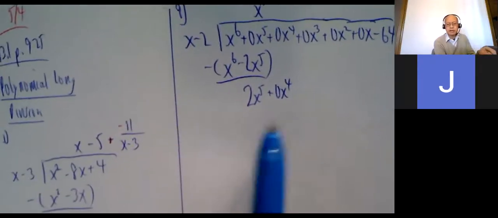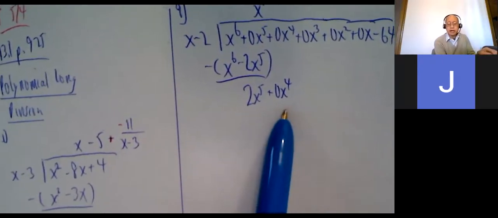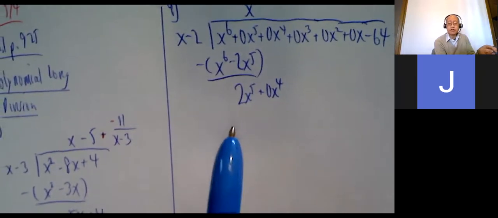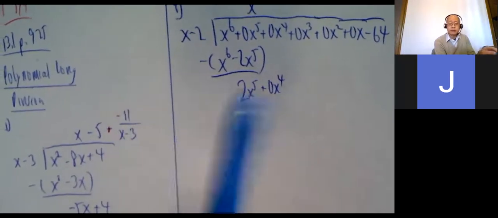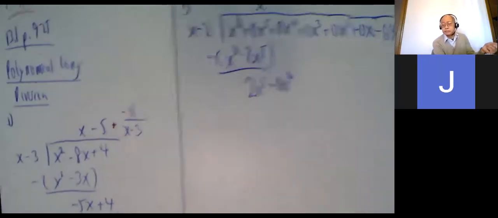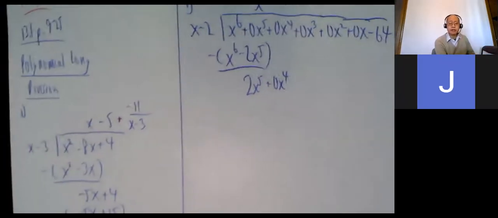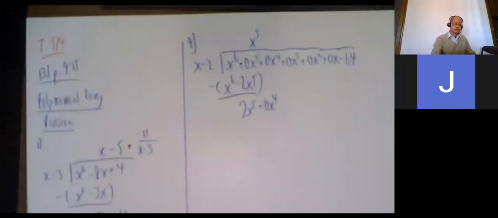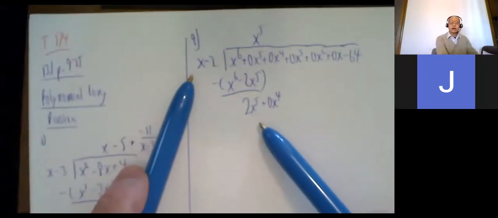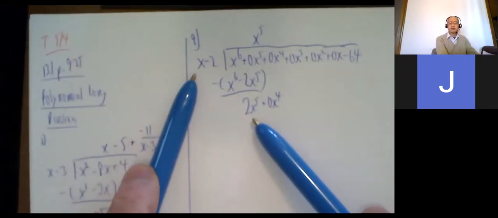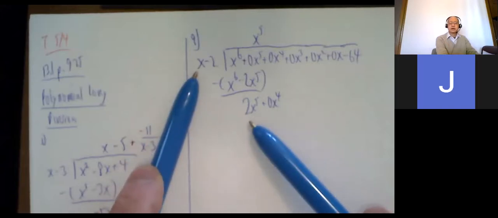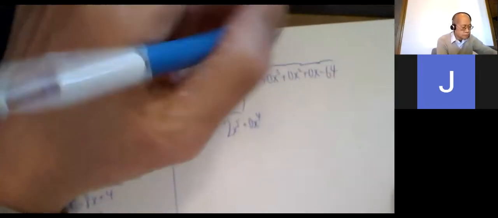Now you might say, do I have to bring down the 0x to the 4th? Again, think by analogy when you're doing long division of numbers. When you did long division of numbers, if there was a 0, you brought it down, right? So same thing here. It's a 0, just bring it down and you'll see that it works. Okay, how do I go from here to here? x, 2x to the 5th, 2x to the 4th.